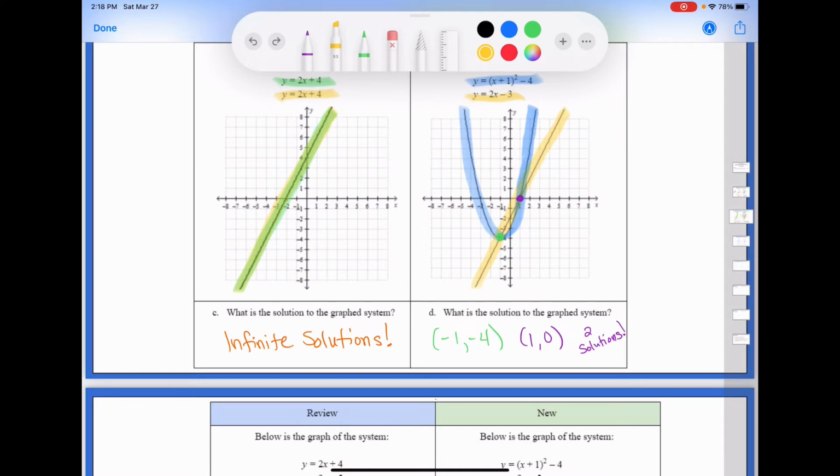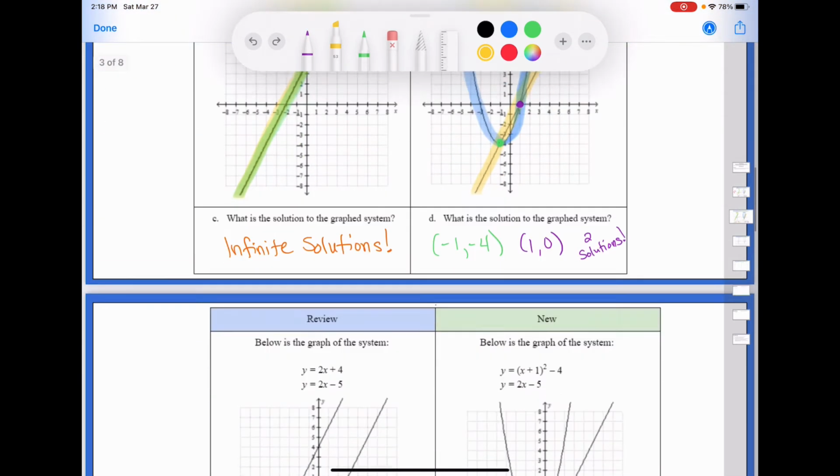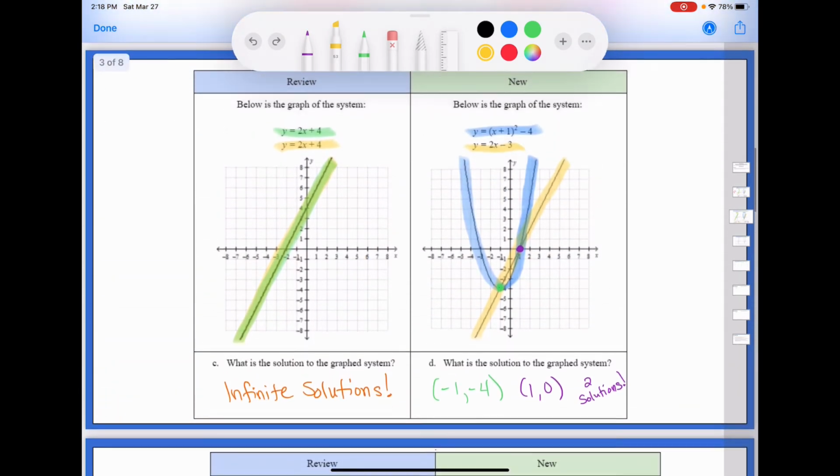So I can't have infinite solutions. I can have one solution. I could have two solutions, but I can't have more than two.